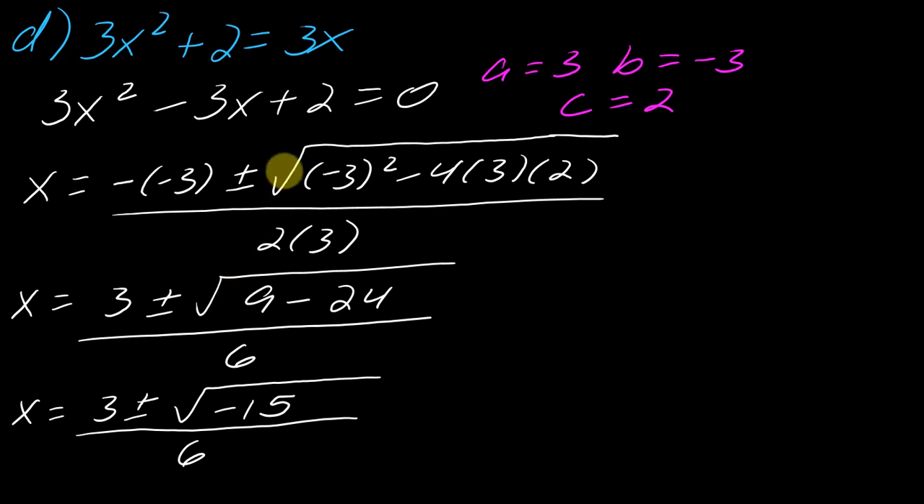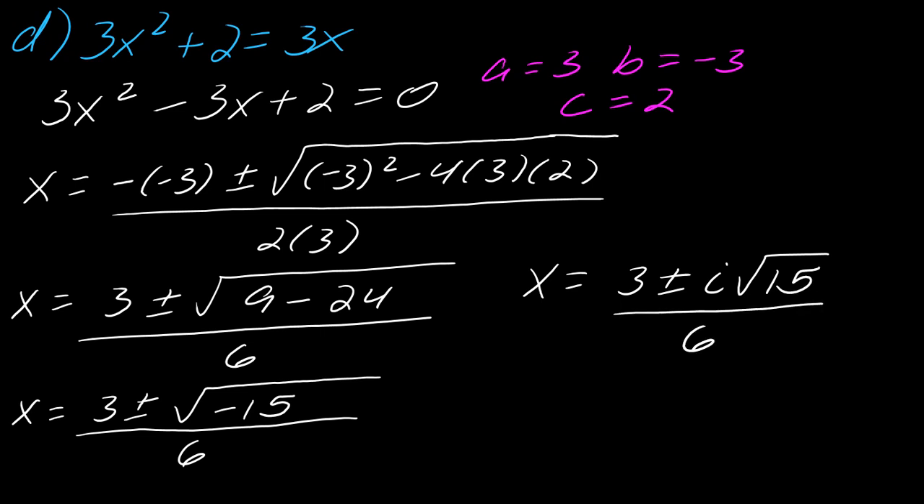Depending on the class that you're in, some classes will just say you can't go any farther with this. It's not a real number. Other classes will say that you can turn this into an imaginary number. If you're one of my students, we turn this into an imaginary number. So the farthest you can really go with this is 3 plus or minus i times the square root of 15, all of that divided by 6. And then if I wanted to break that up into two separate fractions, this would be 3 over 6 plus or minus the square root of 15 over 6 times i.